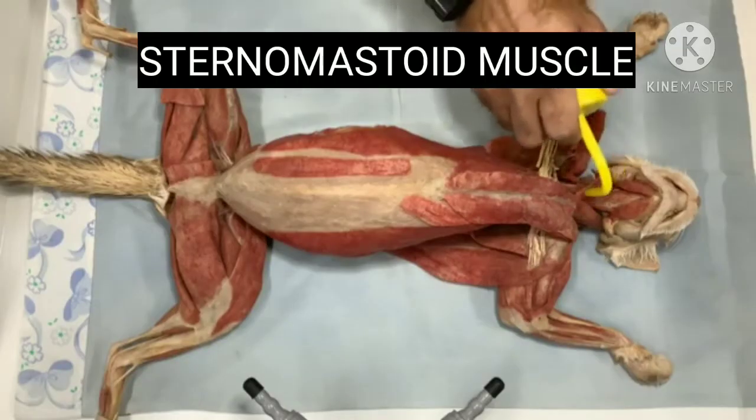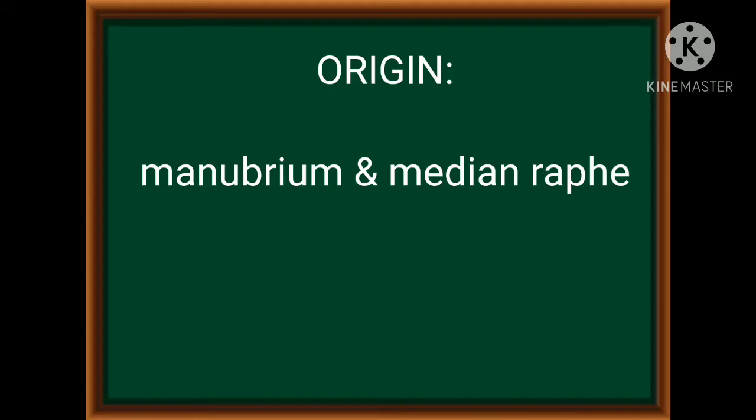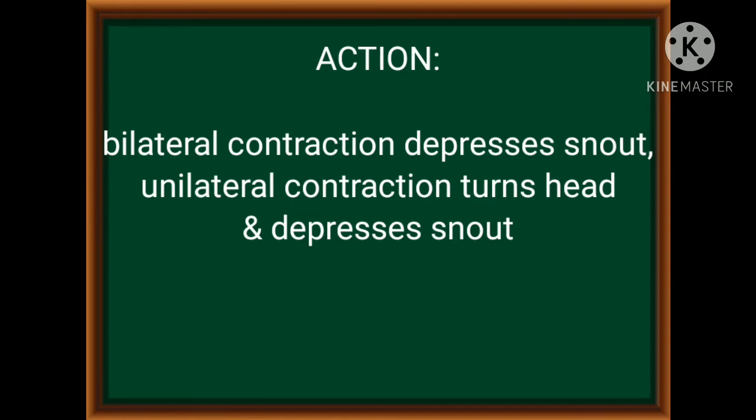Now let's proceed to the sternomastoid muscle and its OIA. Manubrium and median raphe. Lateral half of the lambdoidal ridge and mastoid portion of temporal bone as far as the mastoid process. Bilateral contraction depresses snout. Unilateral contraction turns head and depresses snout.